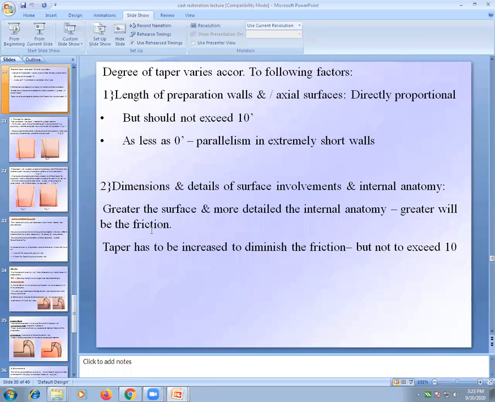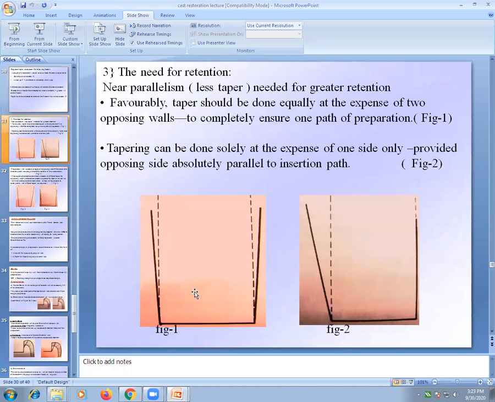Next, the dimensions and the detail of the surface involvement and the internal anatomy. Right. The greater the surface, the more detail in the internal anatomy, the greater will be the friction, and the more will be the retention. Taper has to be increased to diminish the friction, but not exceed 10 degrees. Right. To decrease the friction, we have to increase the taper. But here the limit is 10 degrees. You cannot increase the taper by more than 10 degrees. So, the need for retention.